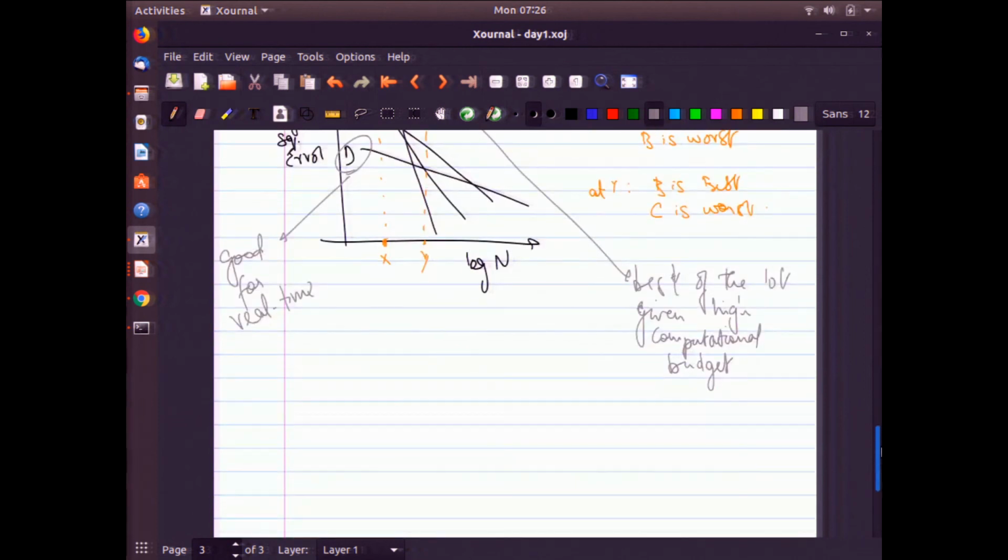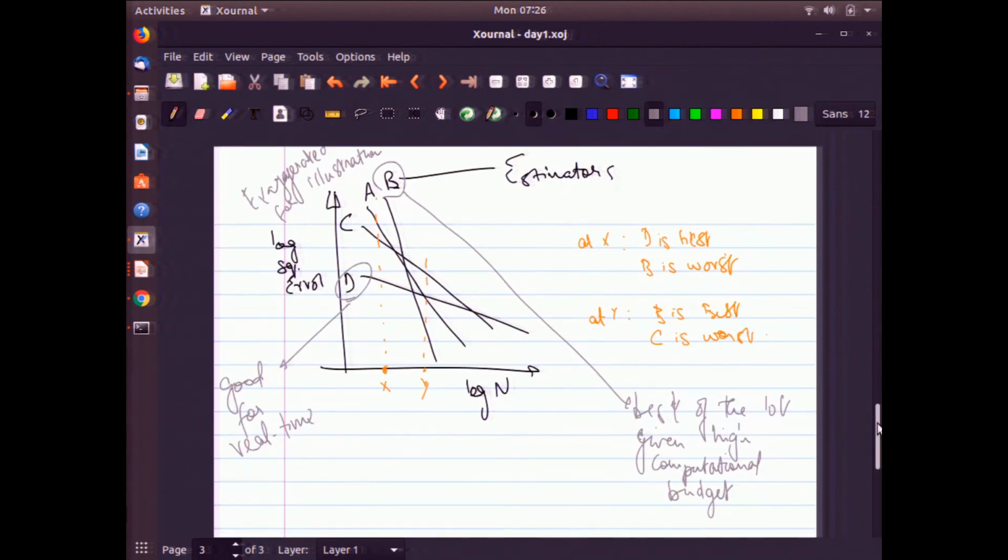Okay. So that is to give you some idea about why we study error, why we study convergence rate, how we can make deductions from convergence rates and so on. Any questions? Everything clear? Okay.